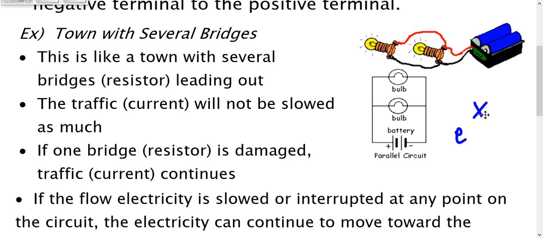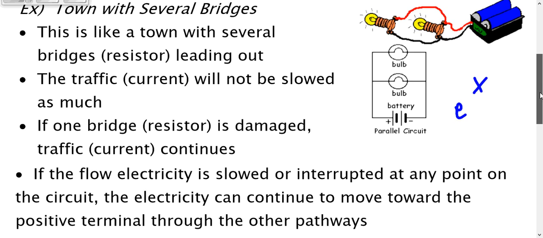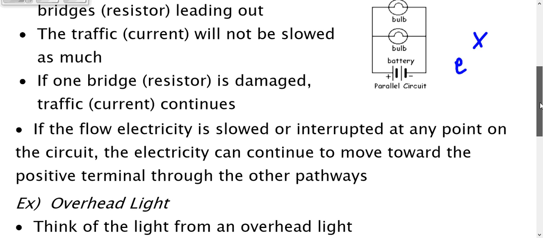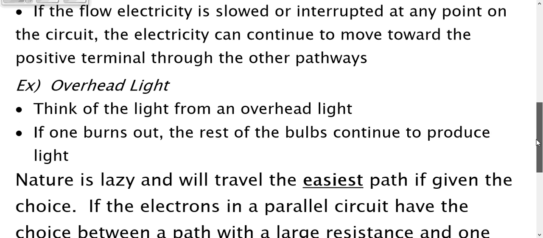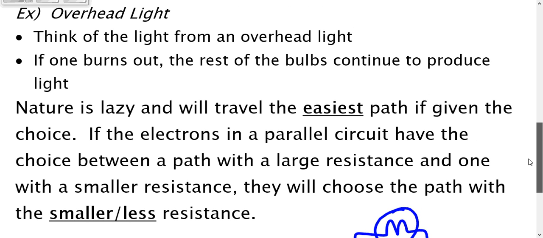And if one resistor or bridge is damaged, the traffic can continue to flow through the other bridges to get out of town. If the flow of electricity is slowed or interrupted at any one point on the circuit, the electricity can continue to move towards the positive end through other pathways. So this is like overhead lights, so the ones we use in the classroom. If one bulb burns out, the rest continue to produce light. The electricity has a closed path.